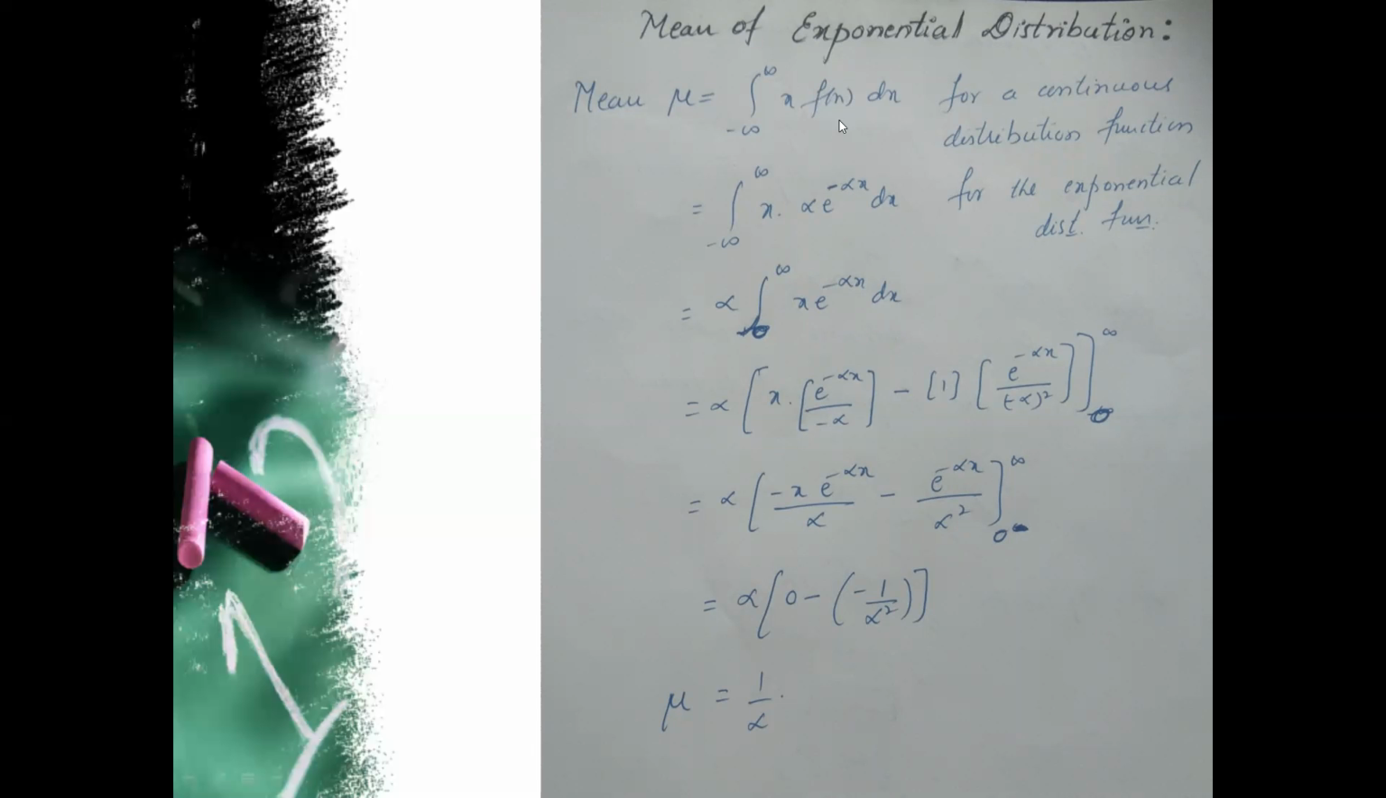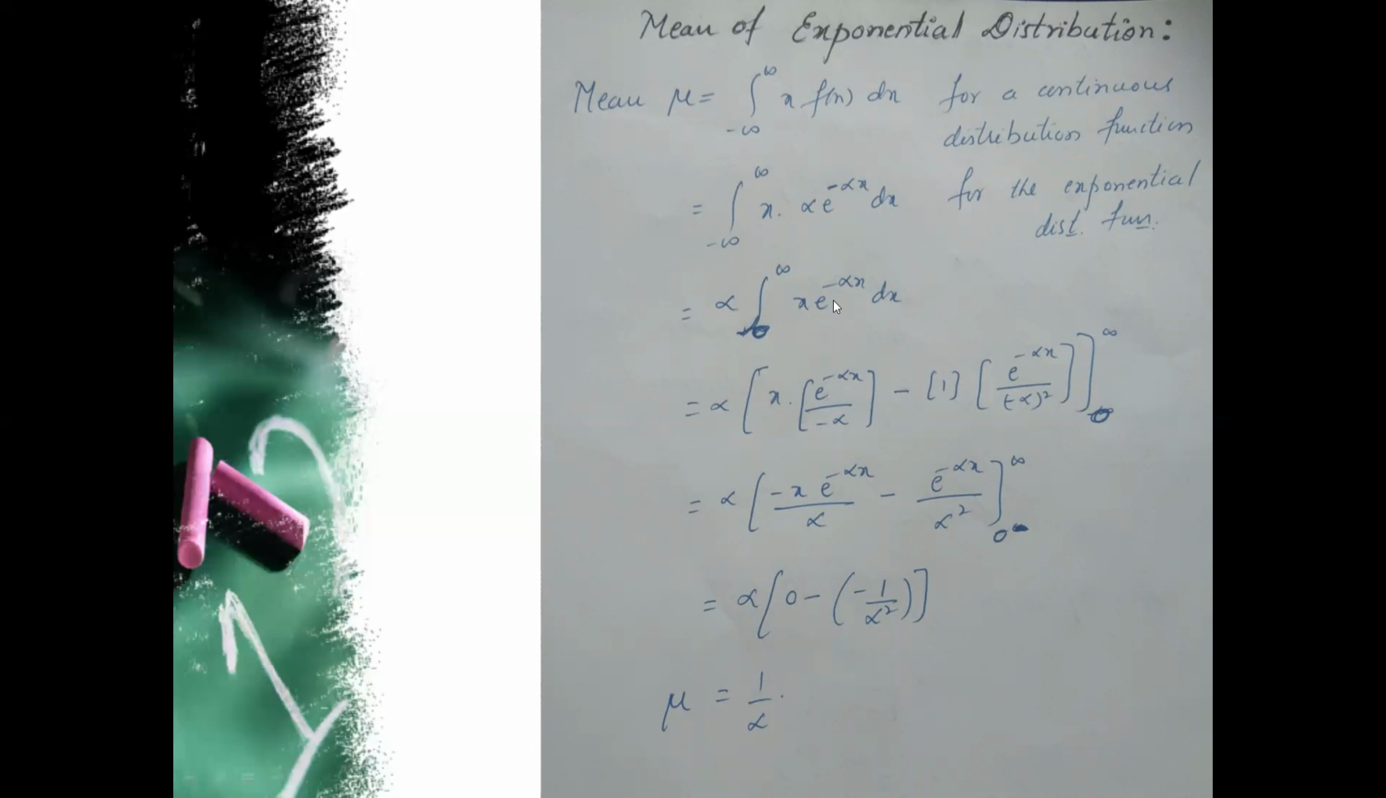So we will substitute the exponential distribution function for f of x, that is alpha e raised to minus alpha x. Now here alpha is a constant, we'll keep it outside, and for an exponential distribution we know that x is always greater than 0. So instead of minus infinity to plus infinity, we'll take the limits from 0 to infinity of x e raised to minus alpha x dx. Now alpha as it is, x here as it is, we'll go for integrating these two, a product of two terms, by Bernoulli's rule.